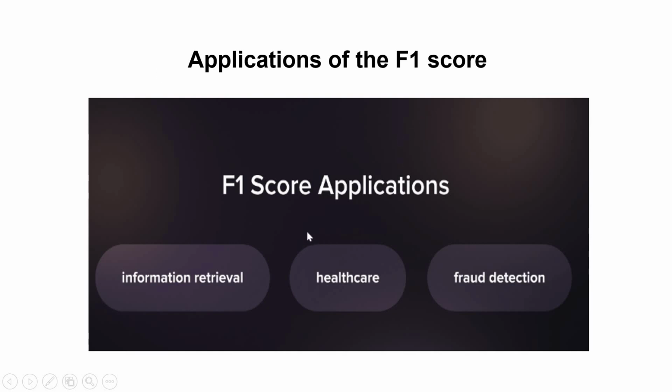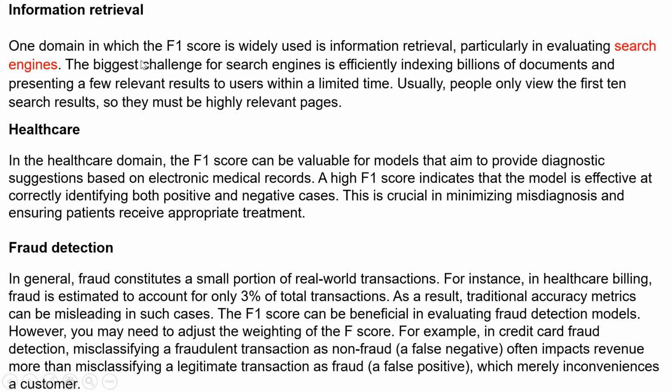So what are the application areas of F1 score? This is the last thing I'm going to cover. These are information retrieval, healthcare, and fraud detection. Starting with information retrieval, one domain in which F1 score is widely used is in evaluating search engines. The biggest challenge for a search engine is efficiently indexing billions of documents. It goes through billions of documents and presents a few relevant results to users within a limited time, very fast. Usually people only view the first 10 search results, so they must be highly relevant pages.